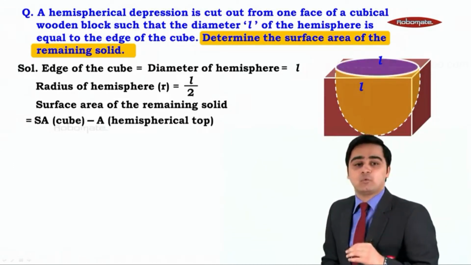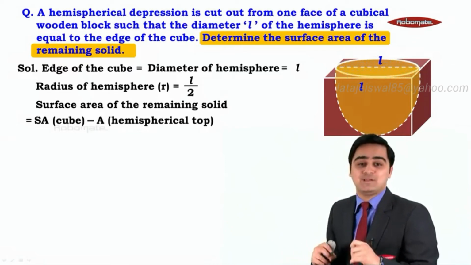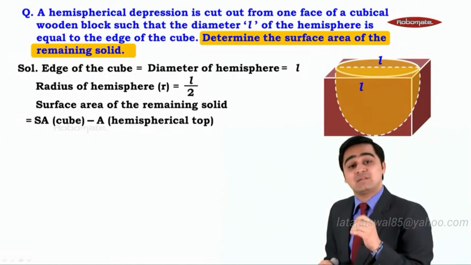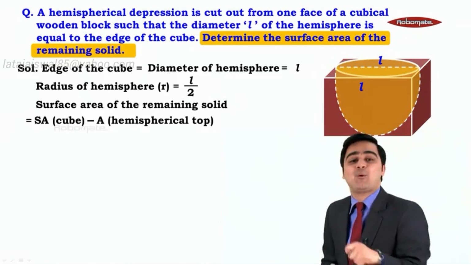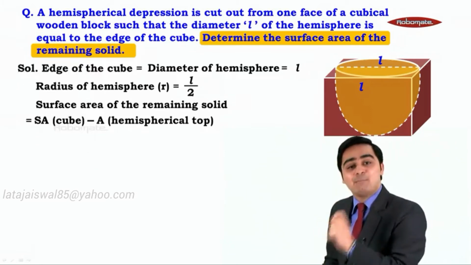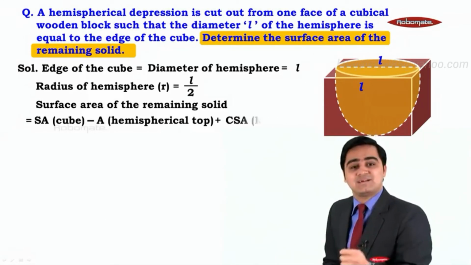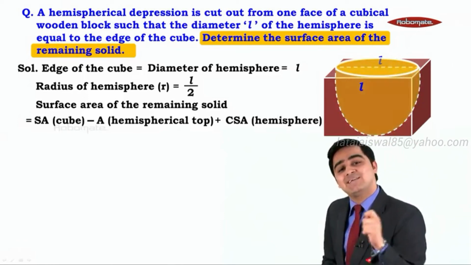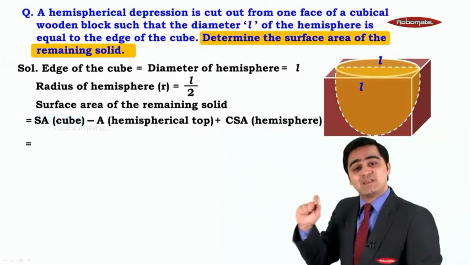If we observe the cube, we can say that for the cube only the 5 surfaces are visible. The surface which is at the top is not completely visible, since we have to subtract the area of the hemispherical top at the top surface. So it is surface area of the entire cube minus area of the hemispherical top. Also, we need to consider the curved surface area of the hemisphere for finding out the surface area of the remaining solid. Now observe, first we can calculate surface area of the cube.